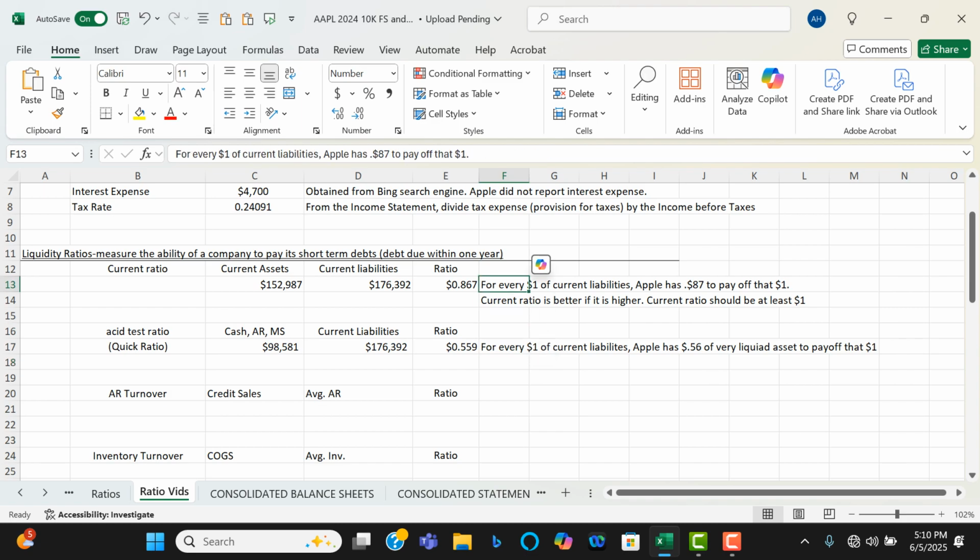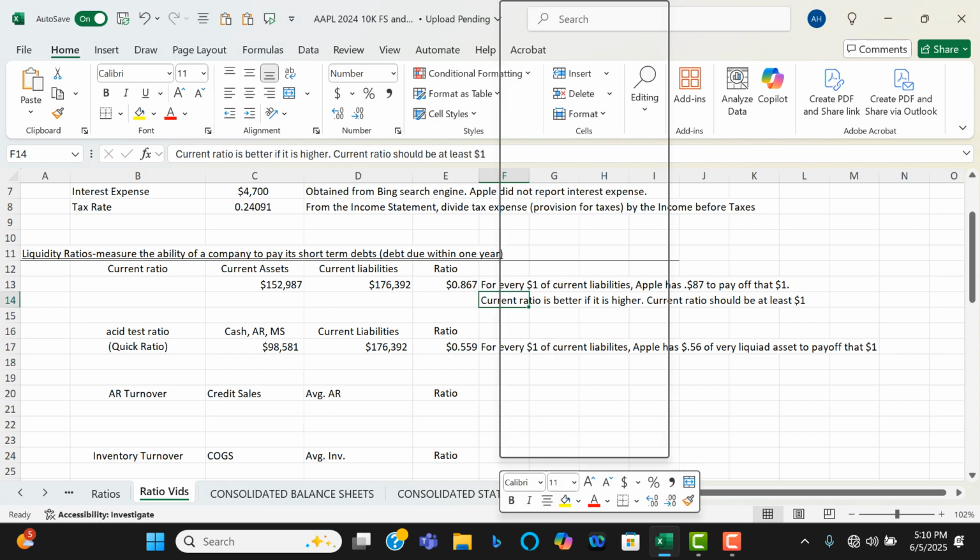Okay, and the major difference between these two ratios is not the denominator, it's the numerator. Okay, and so this one has all current assets. This one has the most liquid current assets. Okay, and just like the current ratio, the quick ratio is better if it is higher.